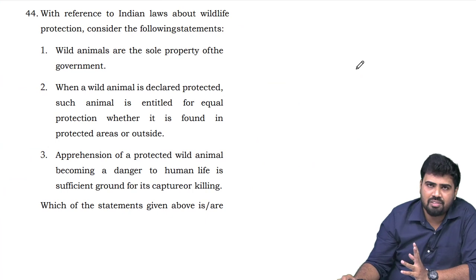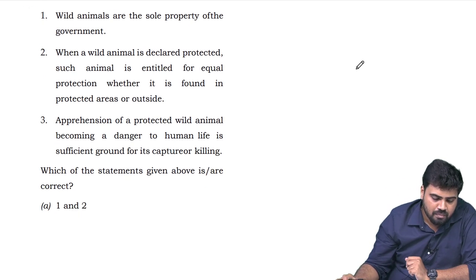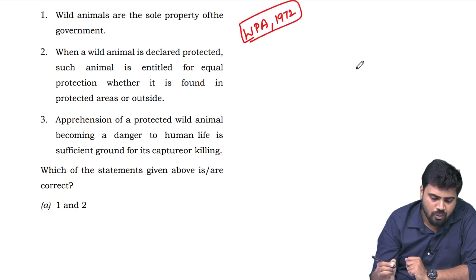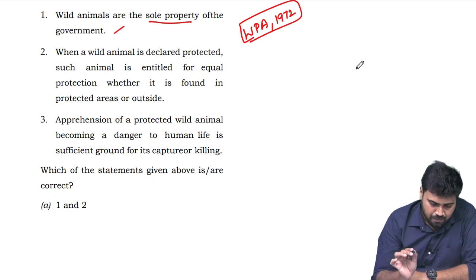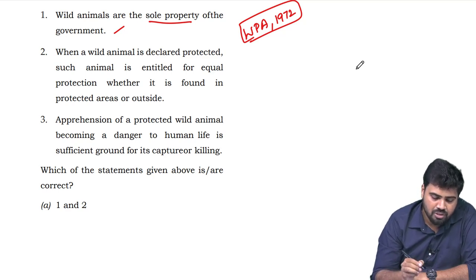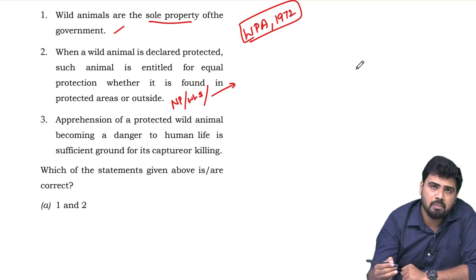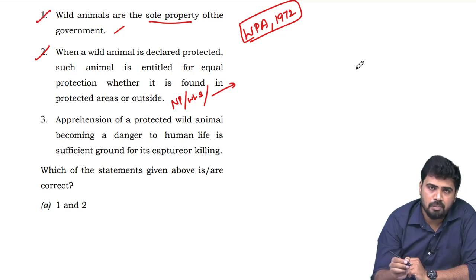And the last question, it is kind of current affairs, environment and geography. With reference to Indian laws about wildlife protection, consider the following statements. See, actually we have an important act, the Wildlife Protection Act 1972. According to the Wildlife Protection Act, wild animals are the sole property of government. Yes, it is true. Second, when a wild animal is declared protected, such an animal is entitled to equal protection, whether it is found in protected areas or outside. It can be a national park, a wildlife sanctuary, or outside the protected zone. Wild animals should be equally protected. It is also according to the WPA.